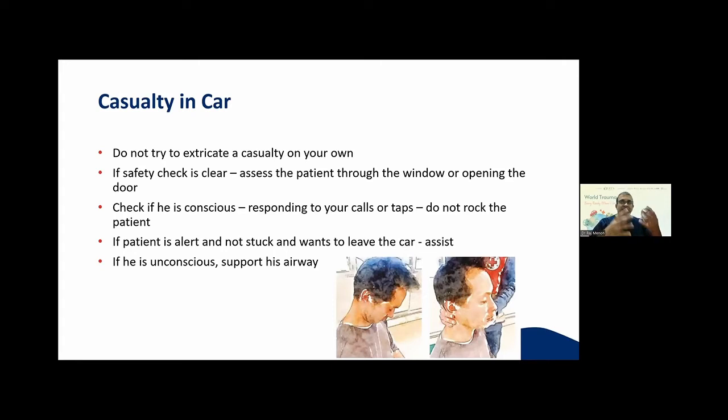The windows may be broken. There may be glass all over the place. He may have bleeding. He may have a wound over the head. The airbag may be deployed. His seatbelt may be stuck, and there are lots of different variations to this.